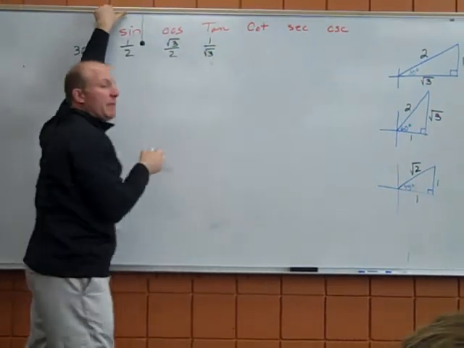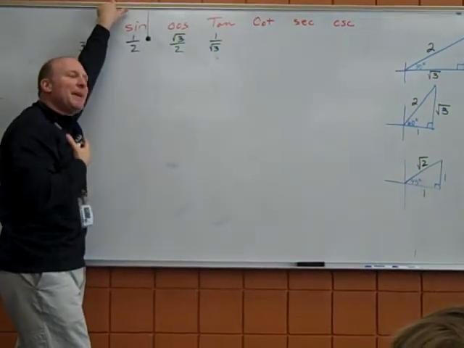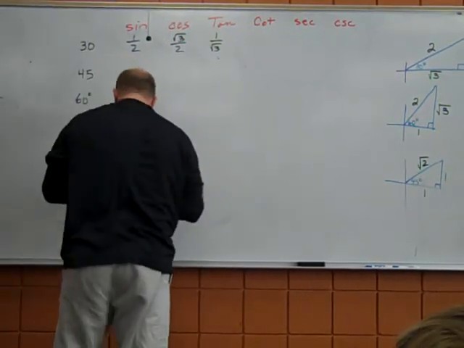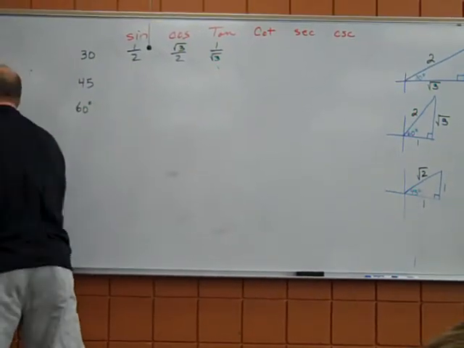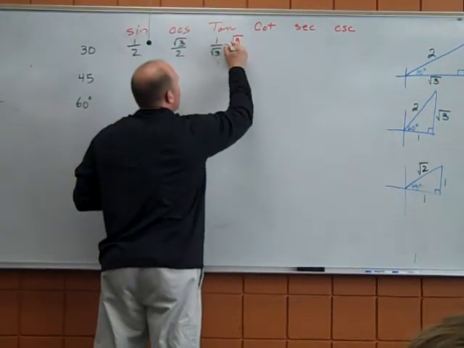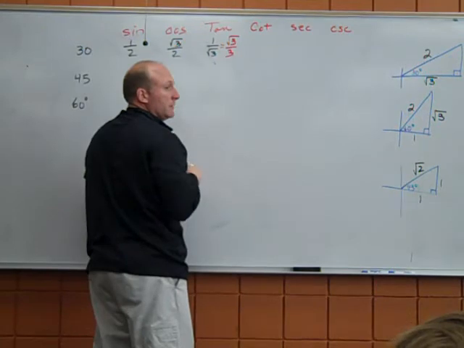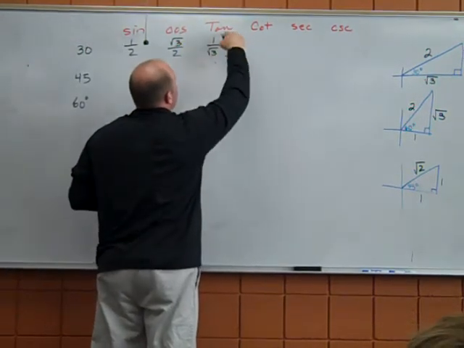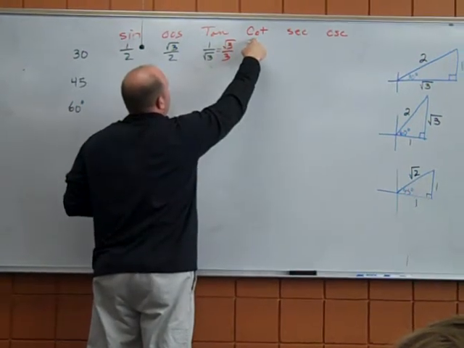Now, you might work with someone that says just leave it like that. I'm going to ask you to go one step further. I don't like radical butts. That's just me personally. They drive me nuts. So I'm going to ask you to go to radical 3 over 3. Now, flip. Tangent, cotangent, or reciprocals are brother-sister.